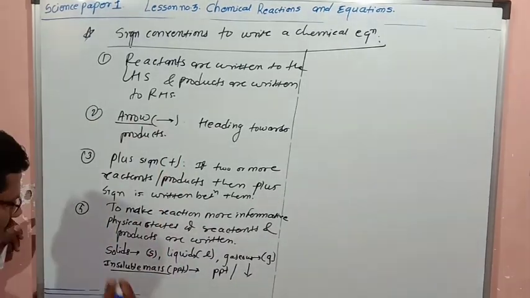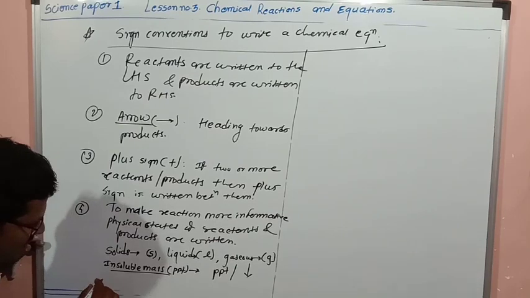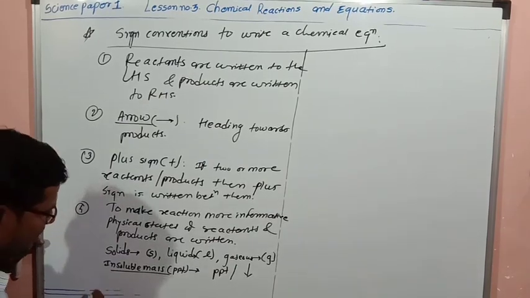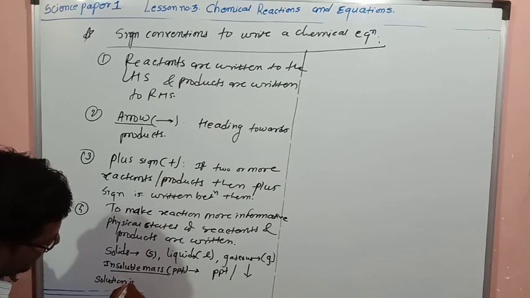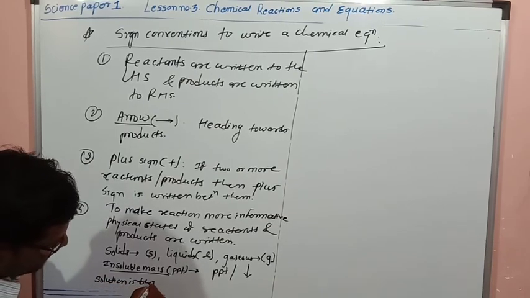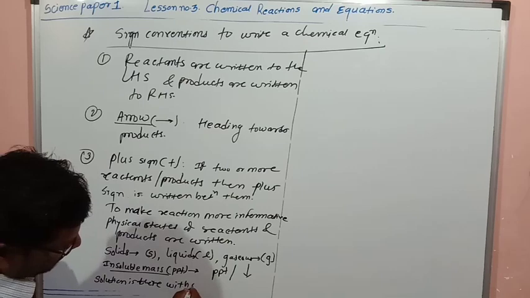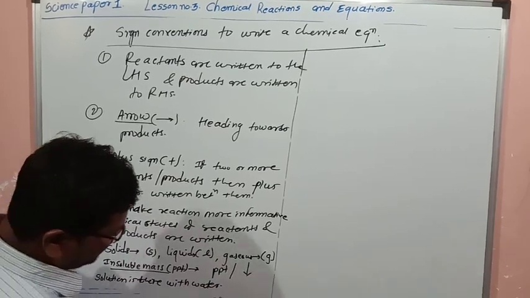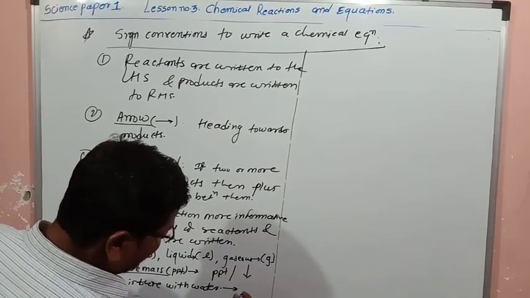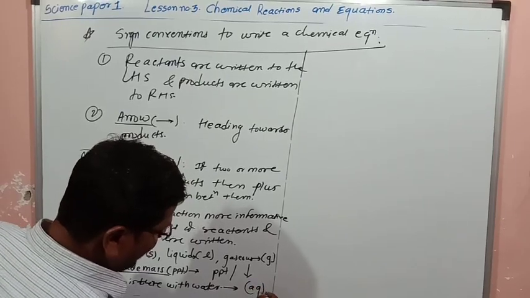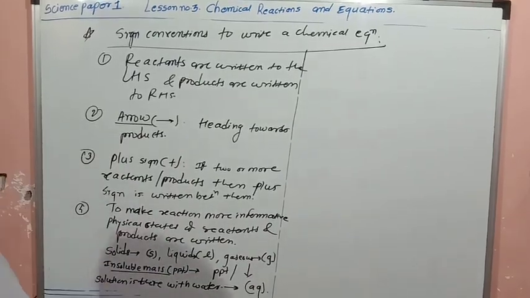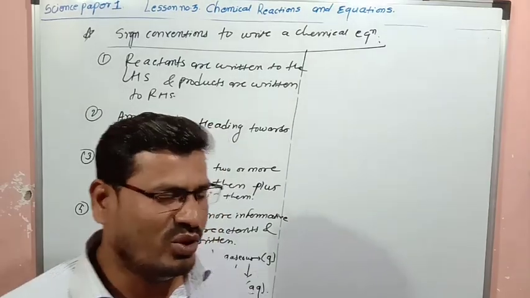Next, if a reactant or a product is in the form of a solution with water, then you write (aq), aqueous, in brackets to the right side of that reactant or product. So these are the sign conventions. 4 points we have studied.